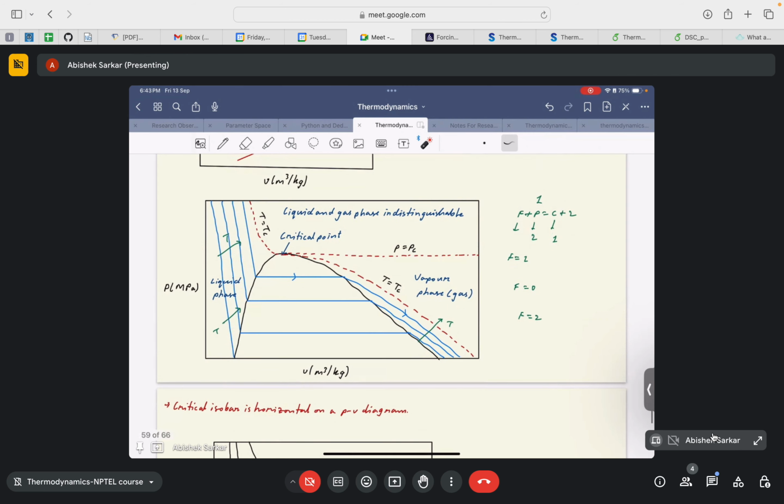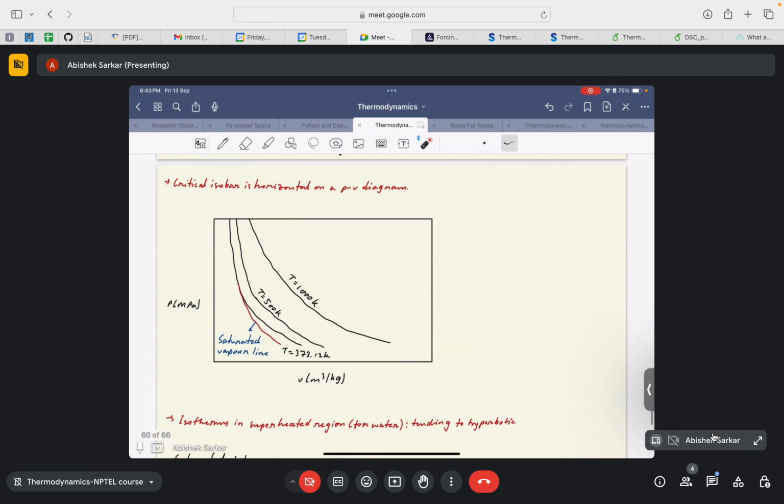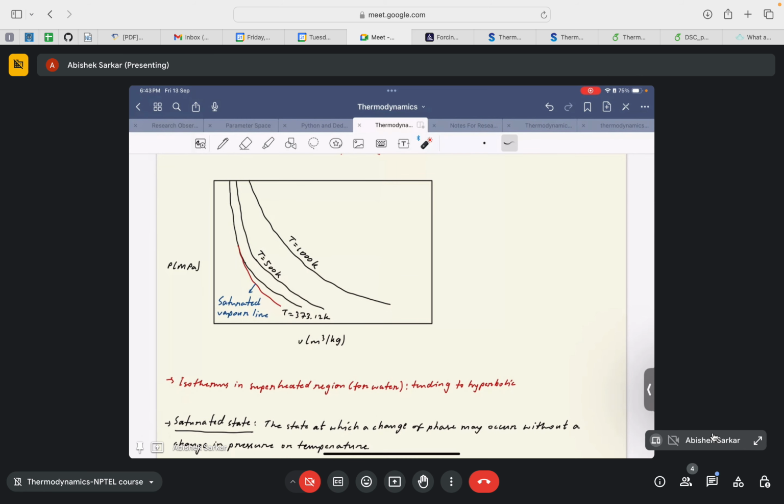So an important conclusion from this plot was again that the critical isobar is a horizontal line on a PV diagram. The pressure corresponding to the critical temperature is the critical pressure, or the critical isobar. And one more important conclusion that Professor Anand deduced from these diagrams is that the isotherms in the superheated region, for water at least, tend to be hyperbolic.